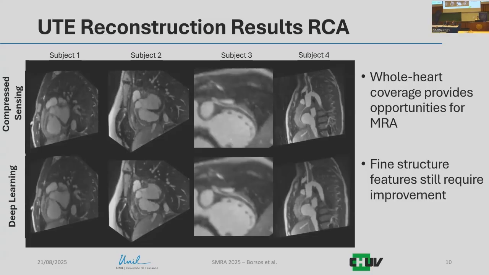So here we're showing some reformats of the right coronary artery, comparing the reference compressed sensing images with our proposed deep learning model. Here you can see that qualitatively, there are instances where our algorithm does struggle to resolve the coronaries. This is an avenue that we're currently exploring. We're investigating ways that we can tweak or fine tune our model to be able to resolve these kinds of fine structure features, such that in the future, we have essentially a one-size-fits-all reconstruction that we can roll out in the clinic.